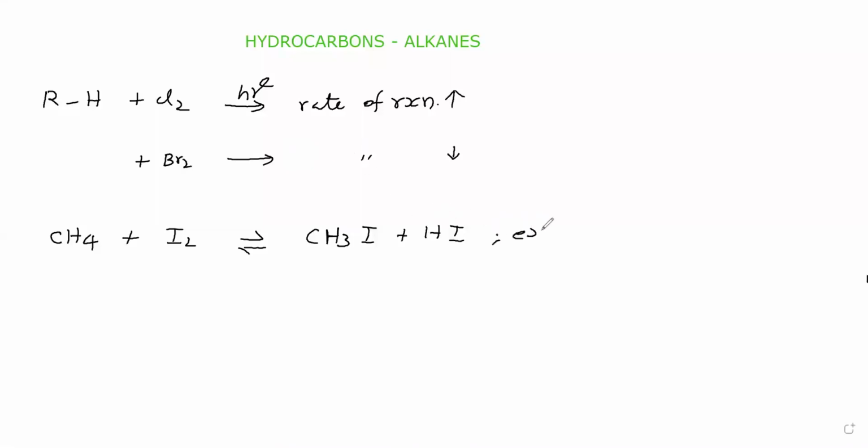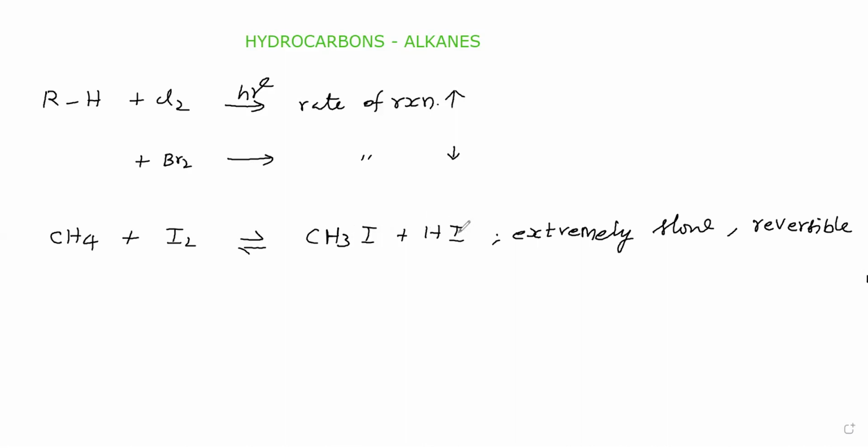Here we can say this rate of reaction is extremely slow. And this reaction is reversible. It is extremely slow and it is reversible, we can say. Reversible in the sense backward is there. So we have to prevent the backward in order to have forward. So how to prevent backward?